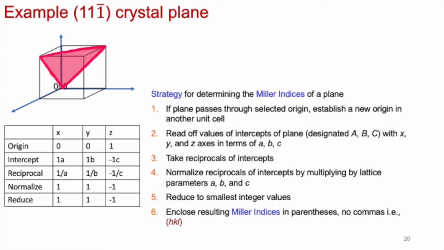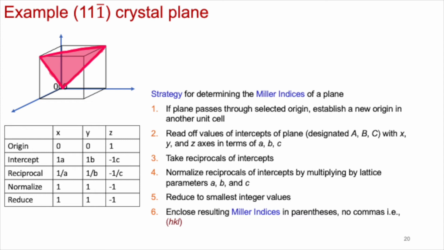This is X, this is Y, this is Z. Unit vectors are still with distance A, B, and C. So then the intercept will be 1A, 1B, and then because this is your new origin, you actually had to go down -1C. So that's how I got to -1C for the intercept. Then you take the reciprocal, so 1 over 1A is 1 over A, 1 over 1B is 1 over B, and 1 over -1C is -1 over C. You normalize everything, so you divide out by A, B, and C, and then you reduce to integers.